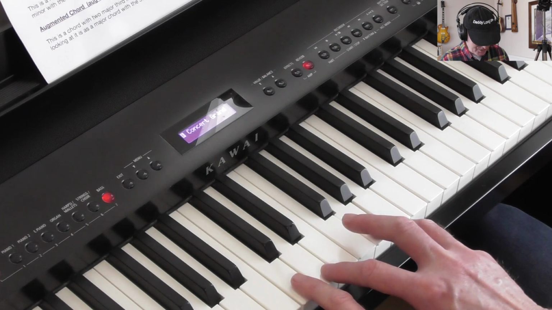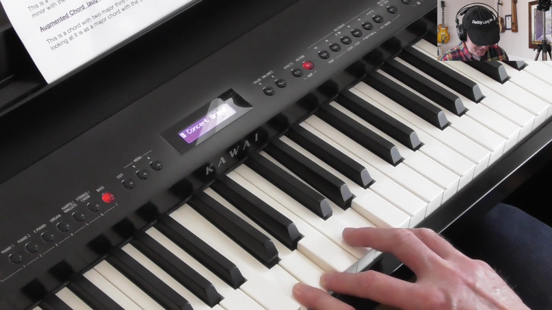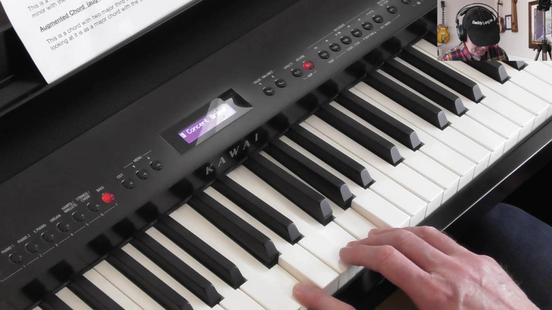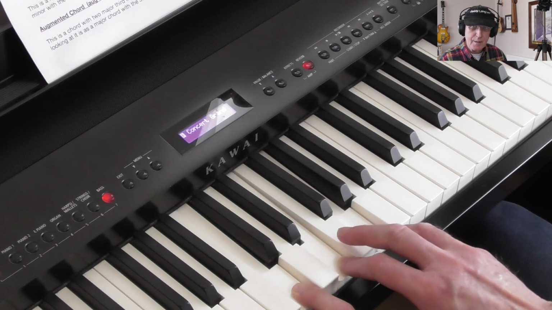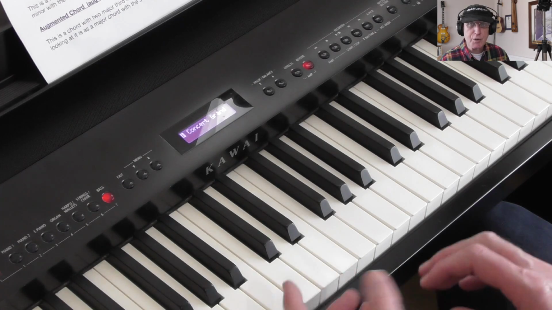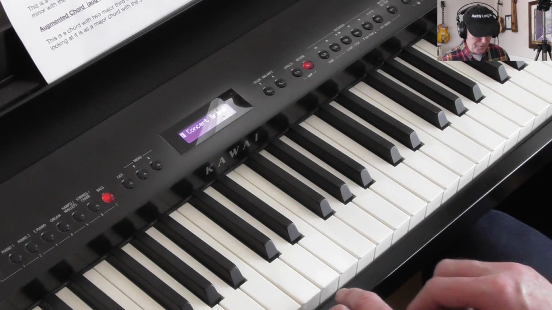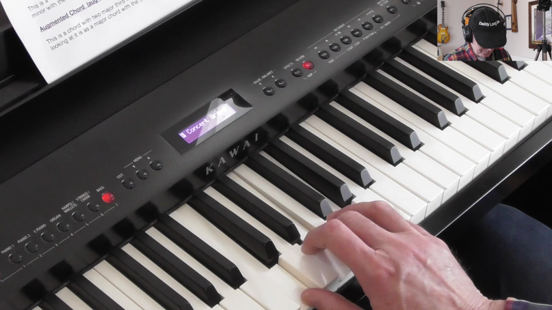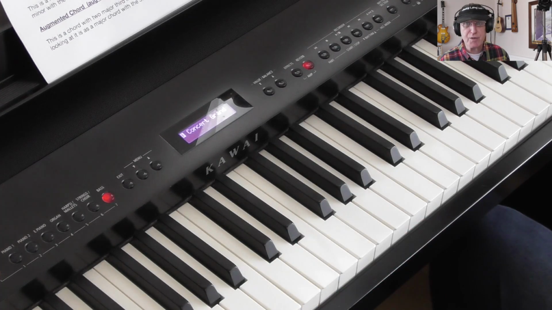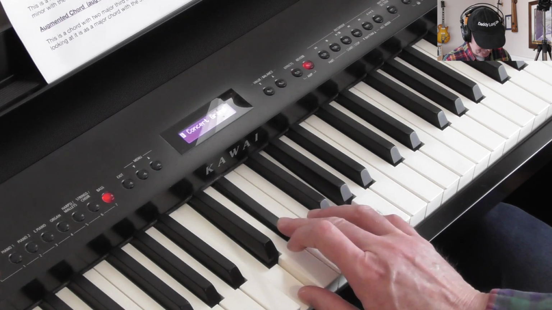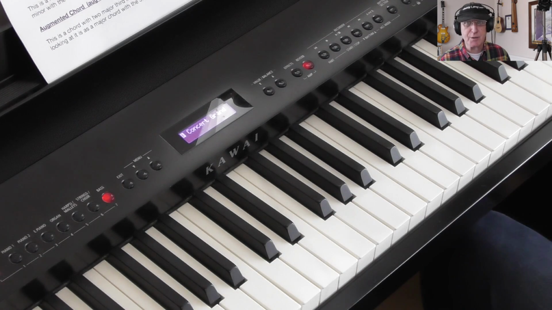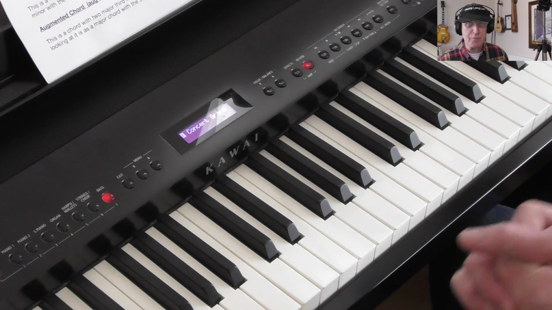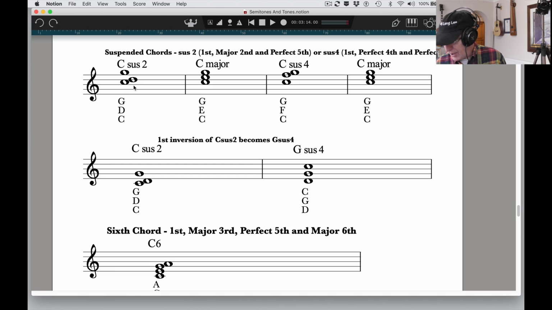So there is C Sus2. There's C Sus4, and both of them need resolving, don't they? So you could resolve to the major chord after both those chords, or you could resolve to the minor chord. So sus chords, suspended chords, are not major or minor. We only get that when we resolve them. Do you see? Here they are on the software.